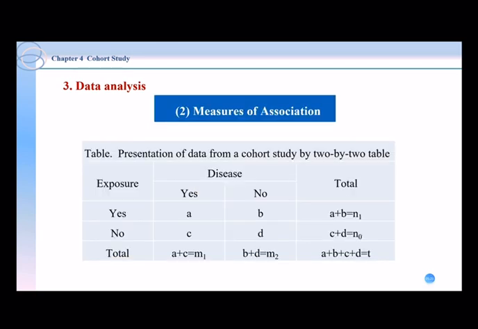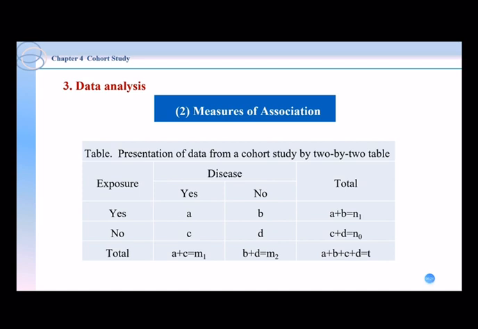Next, let's look at the measures of the association between exposure and the disease outcome. Here is a table that presents the data from a cohort study as a 2x2 table. The group can be divided by exposure status, yes or no, which means exposed to some risk factor or not. And their disease status, which means they either get the disease or not. The numbers can be observed during the follow-up time.